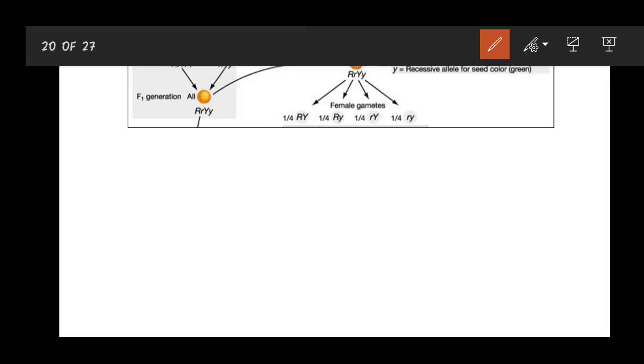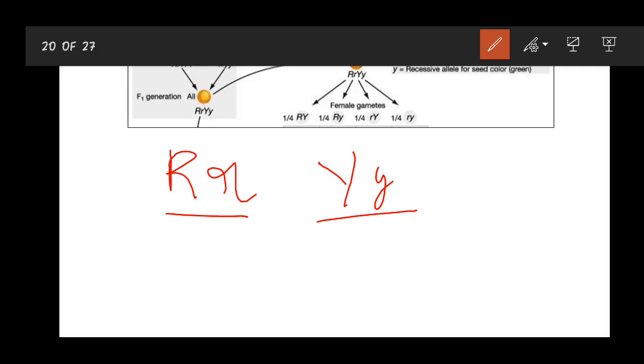So we are taking two alleles separately. Capital R and small r are one pair of alleles, and you have capital Y and small y. These are two separate alleles which determine two separate characters. And what independent assortment says is that the alleles of two separate characters assort independently. So if I take capital R here, and you have two alleles, capital Y and small y.